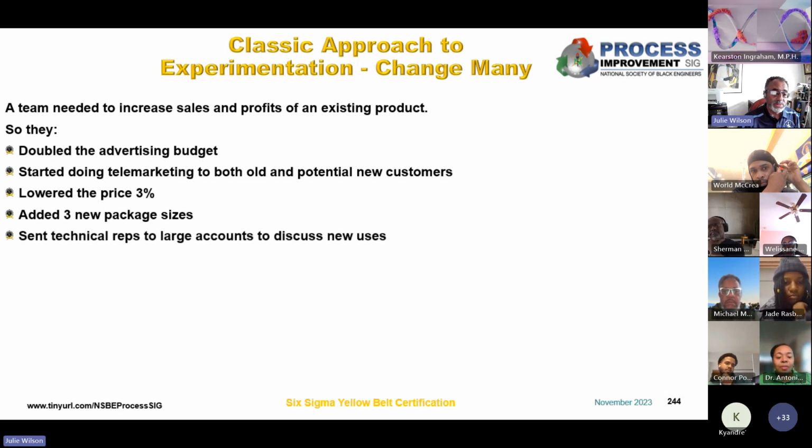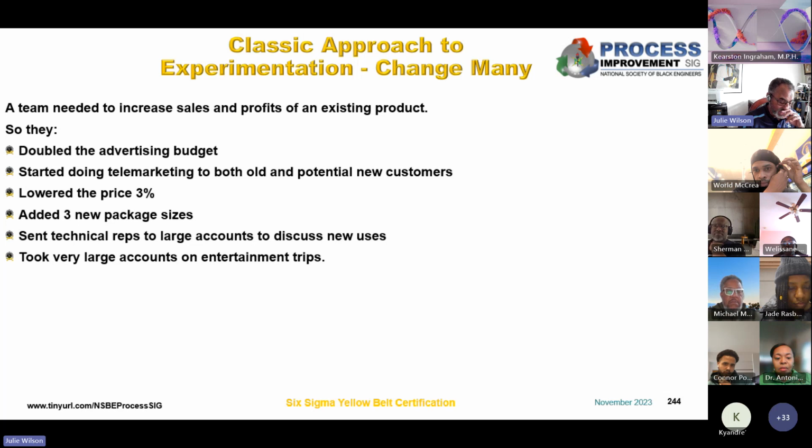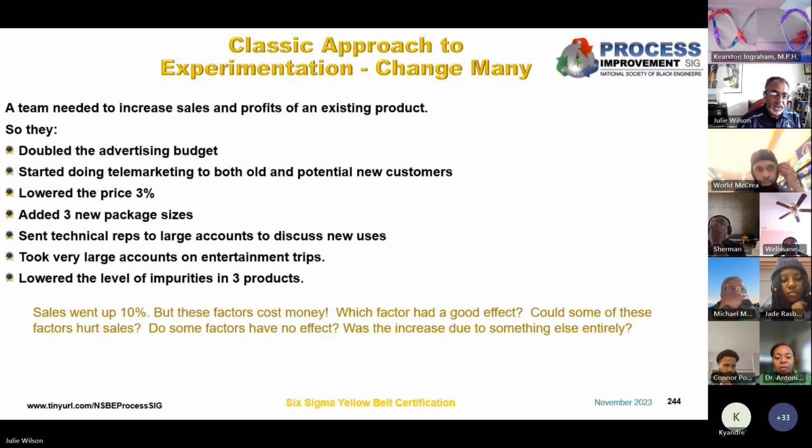They sent technical reps to large accounts to discuss new uses. They took very large accounts on entertainment trips, so that we wine and dine the big customers. They'll buy more. And the engineers found a way to lower the level of impurities on 3 of the products to improve the quality. So sales went up 10%. But all of these factors cost money.